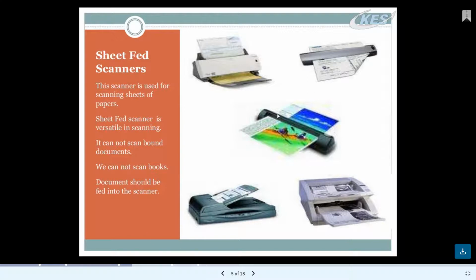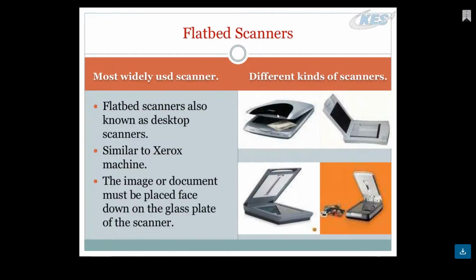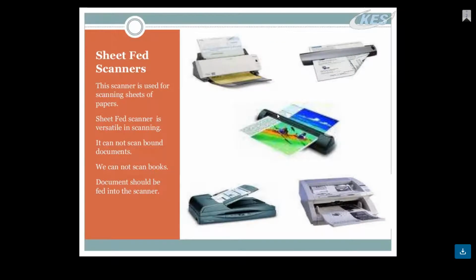These are called sheet fed scanners because the sheet is inserted. This is a flatbed scanner. A lamination machine also looks like this, but it is different, though lamination is also fed like this. The heat and temperature will laminate it. Here the sheet is fed like this, the information is read, and it comes out.